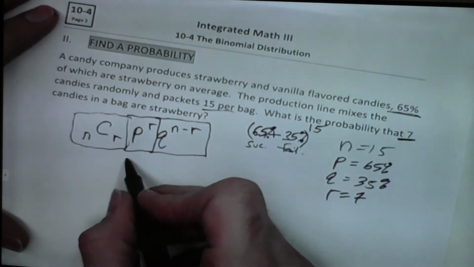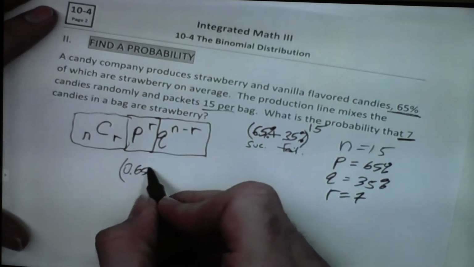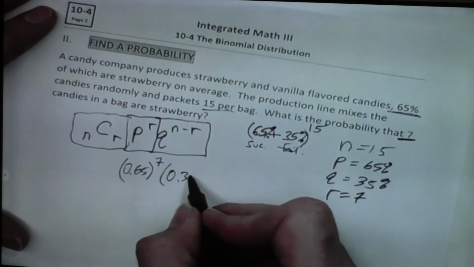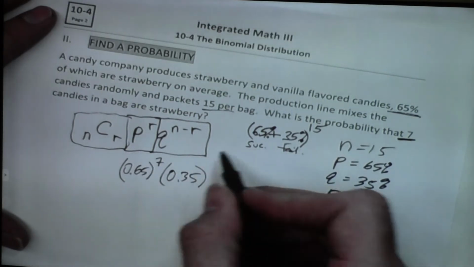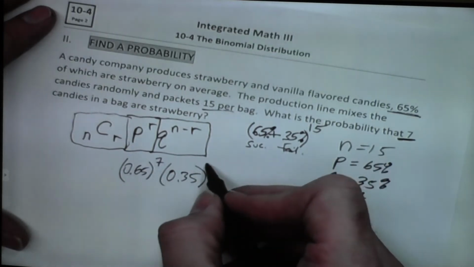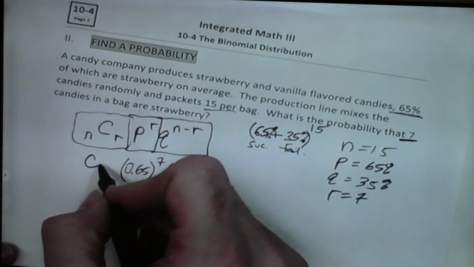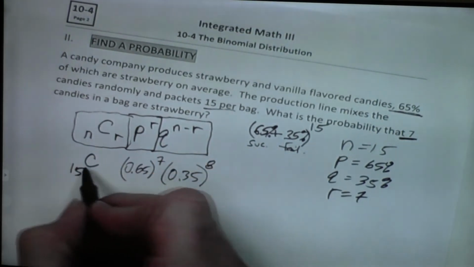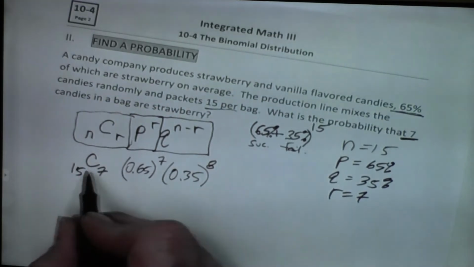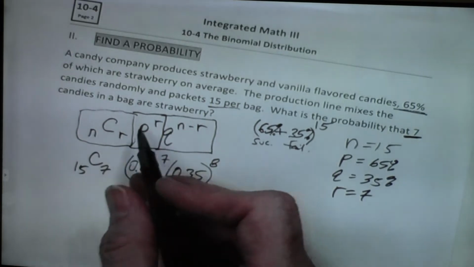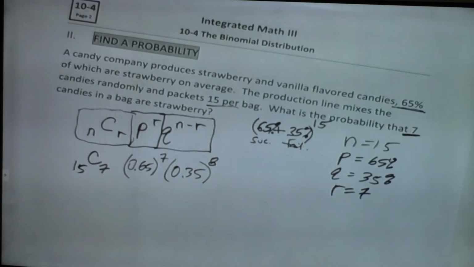So this one, 0.65 to the 7th power. The q is going to be 0.35 to whatever the difference is to make 15. That's going to be 8. And I want to start using this combination formula: 15 things, and the way you say it is taking 7 at a time. Once you get those numbers in there, you're going to use the calculator for it.